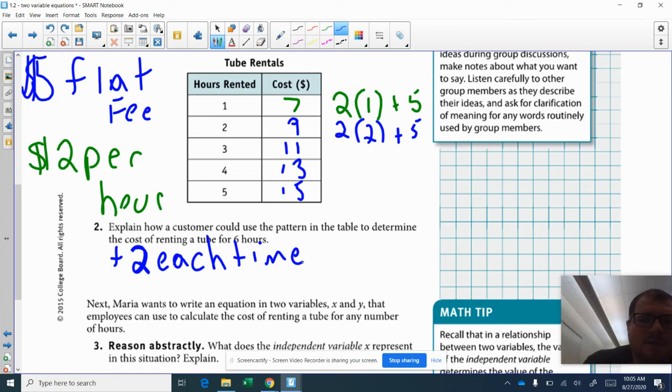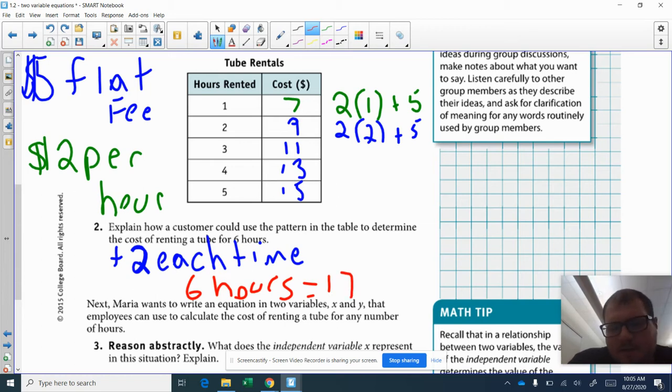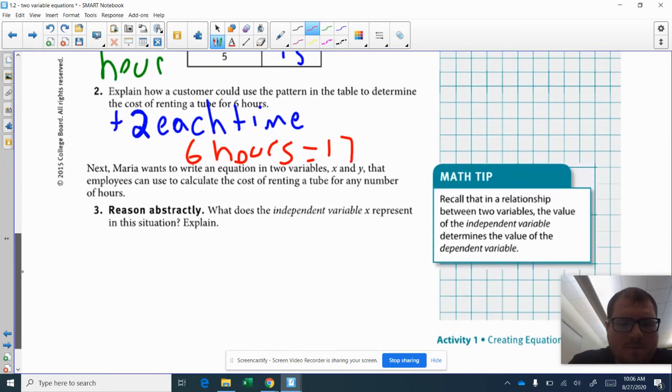So if I want to say 6 hours of tube time, all I have to do is take the 15 and add 2 to it. So I know, okay, following that pattern, it's got to be $17 for 6 hours of tube time. And so that's an important concept to start with. I want you to remember how this pattern is working, because it's going to help guide us throughout this lesson. Okay? Let's go ahead and continue on.